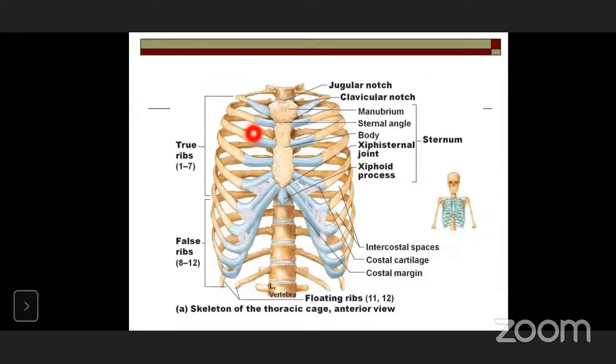So this junction is called the costochondral junction. Okay, there is costochondritis, that is the inflammation. Where the junction of the ribs articulates with the cartilage, inflammation there is called costochondritis. Okay, that's one of the clinical conditions, costochondritis.